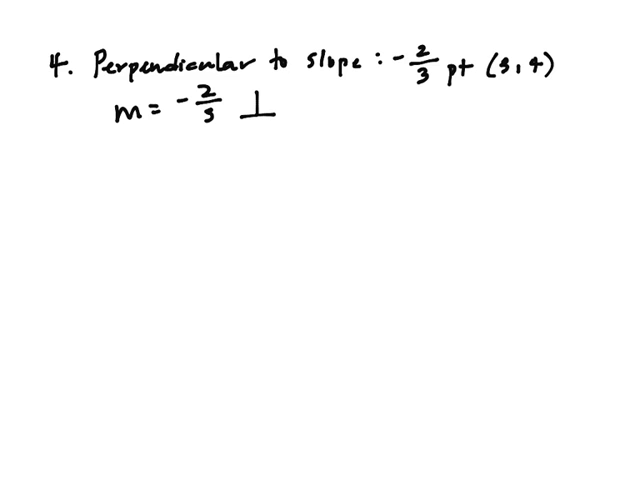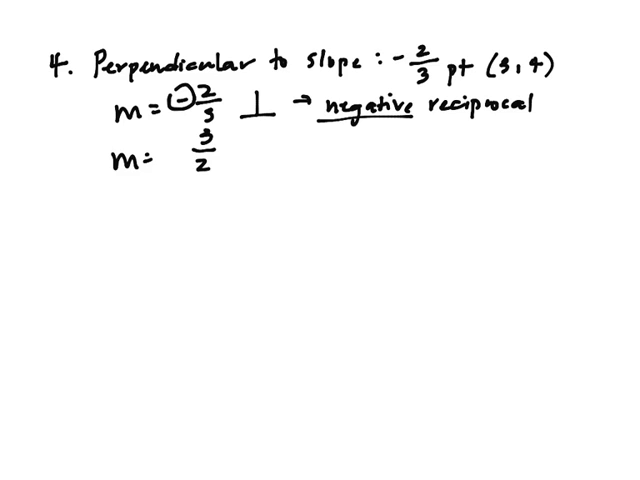When the slope is negative 2/3 and we want a perpendicular line, we know that we have to take the negative reciprocal. When we do the reciprocal, we take the 2 and the 3, and now it becomes 3/2. Now, if I take the negative, once it was a negative, now it turns into a positive. So that's my new slope for my line. And now it goes through (3, 4).